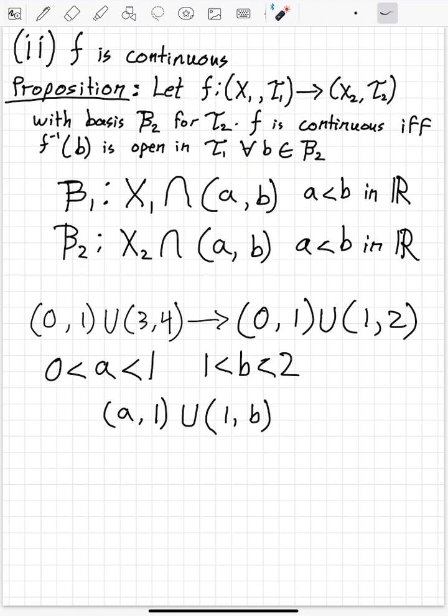The preimage of that is going to be an open set in tau 1, as the function that we've defined gives us a preimage that is a union of two open sets, which is open. So given that reasoning, we can say that f is continuous, as for all basis elements of beta 2, which is the basis for tau 2, the preimage of it is open in tau 1. And therefore, by this proposition, f is continuous.